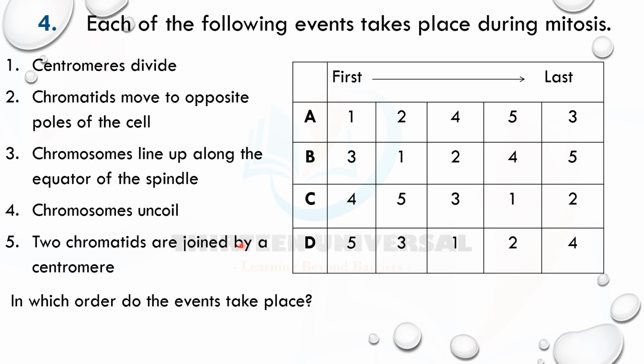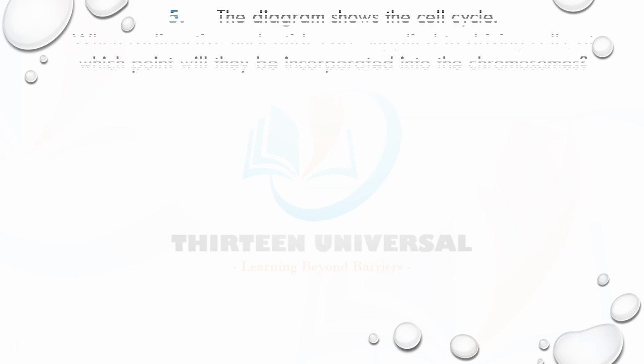The next is 3. 3 is the chromosomes line up along the equator. That's metaphase. So after prophase, metaphase. 1 says centromere divides. That's happening at anaphase. Okay, that's a late metaphase, early anaphase. 2 says chromatids move to the opposite pole. That's anaphase. So prophase, metaphase, anaphase. 4 is telophase. So D is the answer.